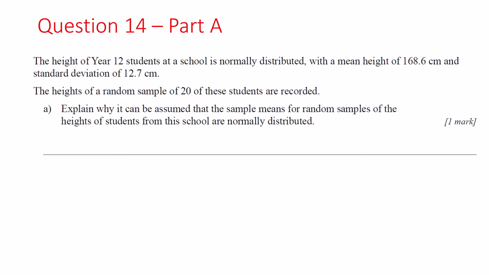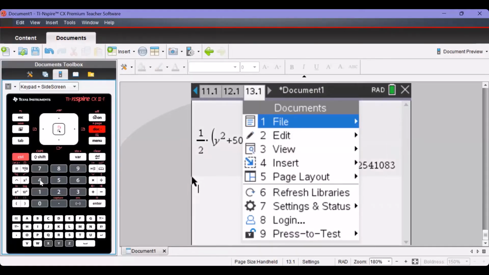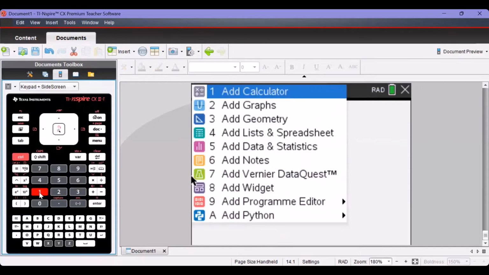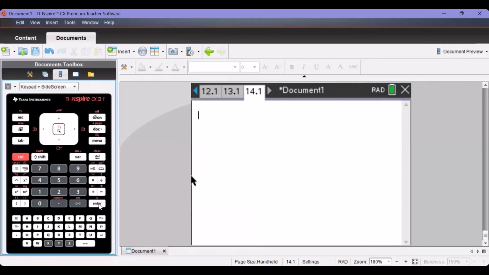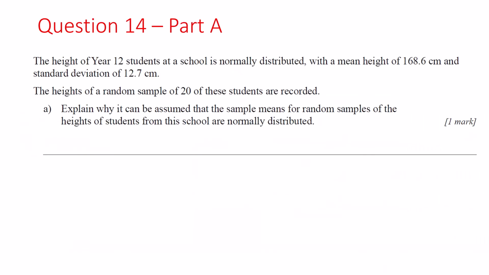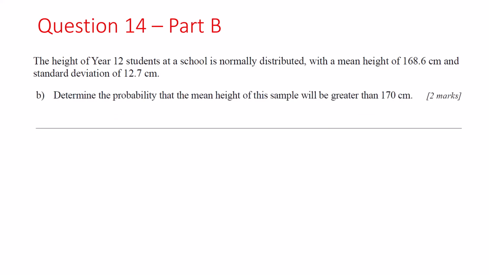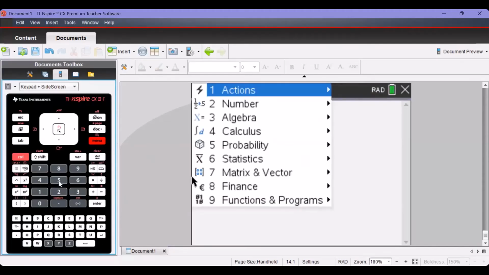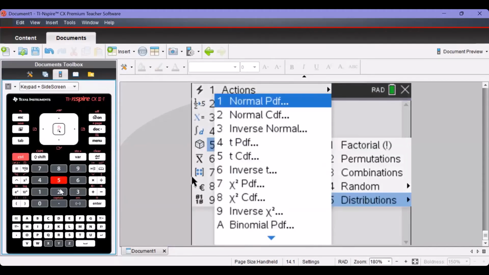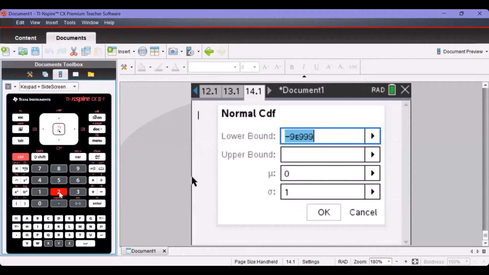Question 14. Press doc, 4 for insert, 1 or enter for new problem, and add a calculator, so press enter. In part A, we can assume this because the population from which the random sample is taken is normally distributed. In part B, we're asked to determine the probability that the mean height of this sample will be greater than 170 centimetres. So we'll press menu, 5 for probability, 5 for distributions, 2 for normal CDF.